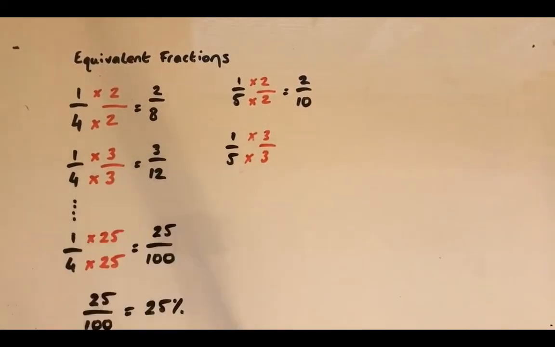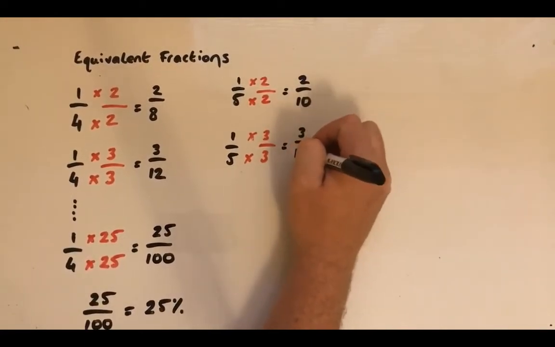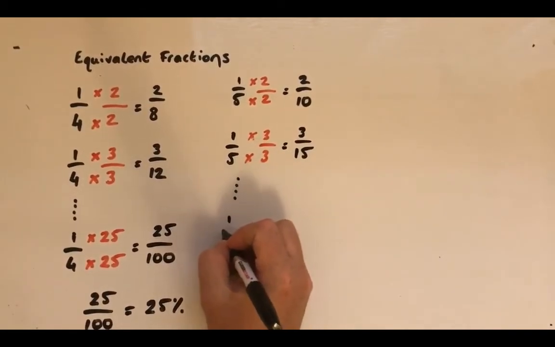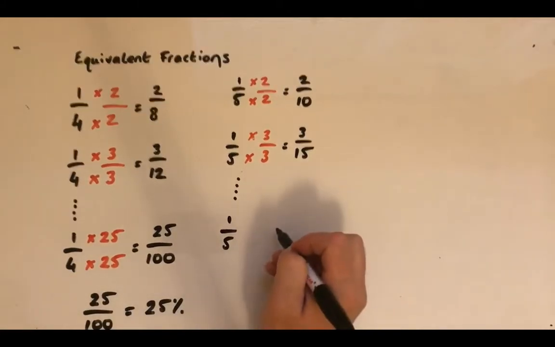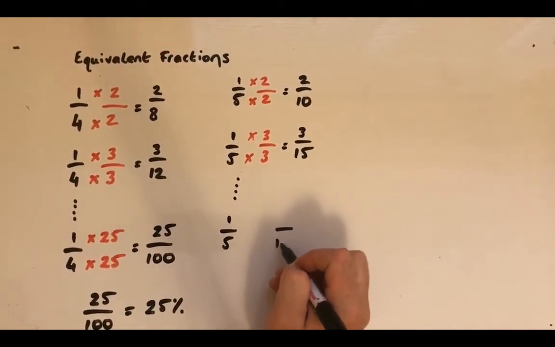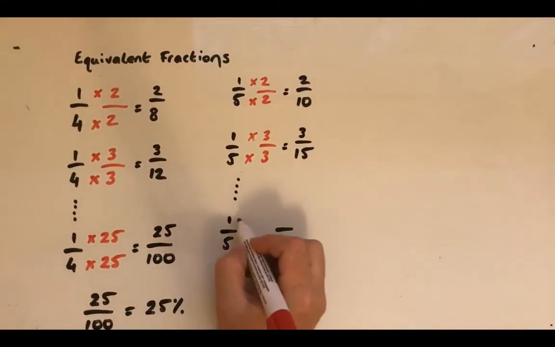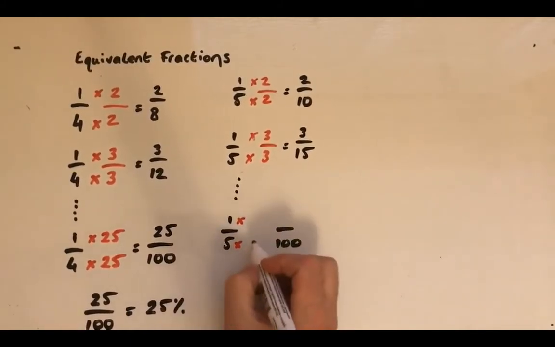Looking at the technique there, we're multiplying both the numerator and the denominator, so making that really explicit. We can continue that pattern on, but what we want to look at is how we get that into 100 equal parts. What number do we need to multiply 5 by to get to 100?